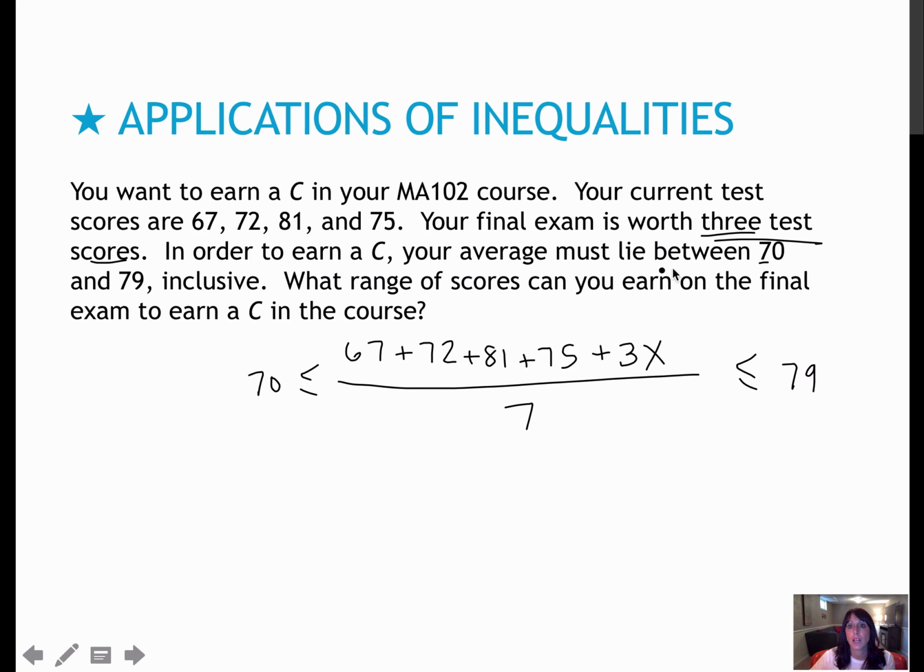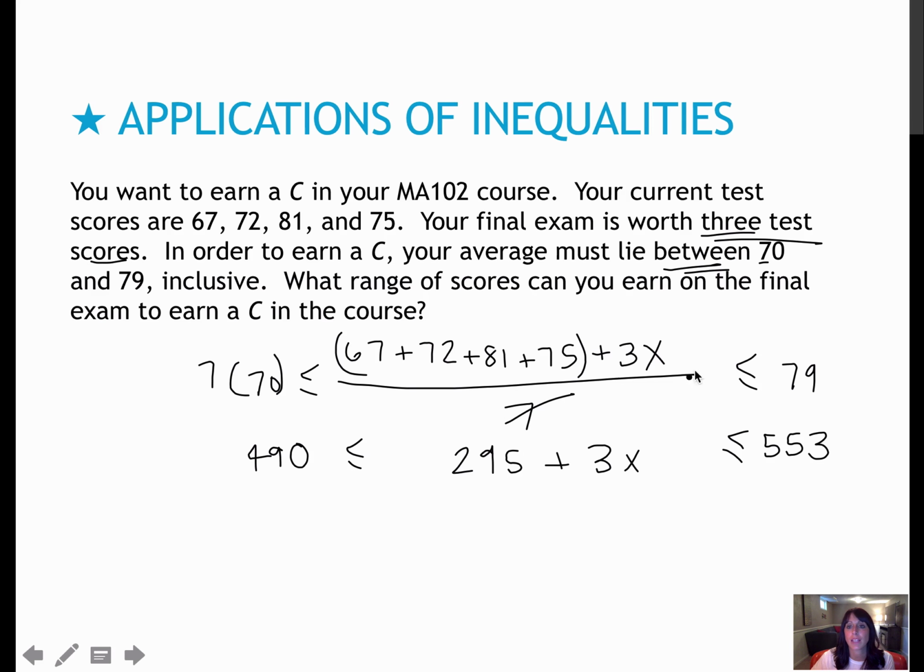Again, I was looking for that between that told me that this is the kind of situation I was going to be dealing with. Let's go ahead and multiply everything by 7 so that I don't have a fraction in the middle. That gives me 490 on the left. On the right side, when I multiply by 7, I get 553. In the middle, I'm also going to combine all of that together, which gives me 295 plus 3x.